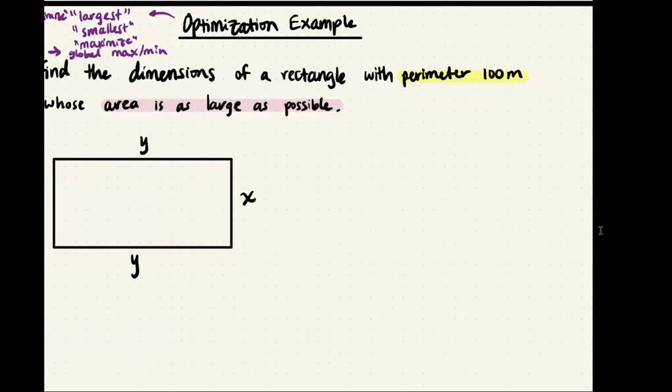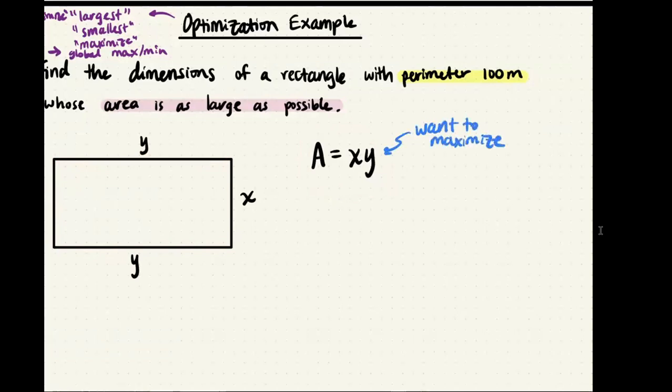The area of a rectangle, which I'll call A, is length times width. So here I'll say that's x times y. And this is the object that I want to maximize. So I'll just make a note of that here. This is what we want to maximize.